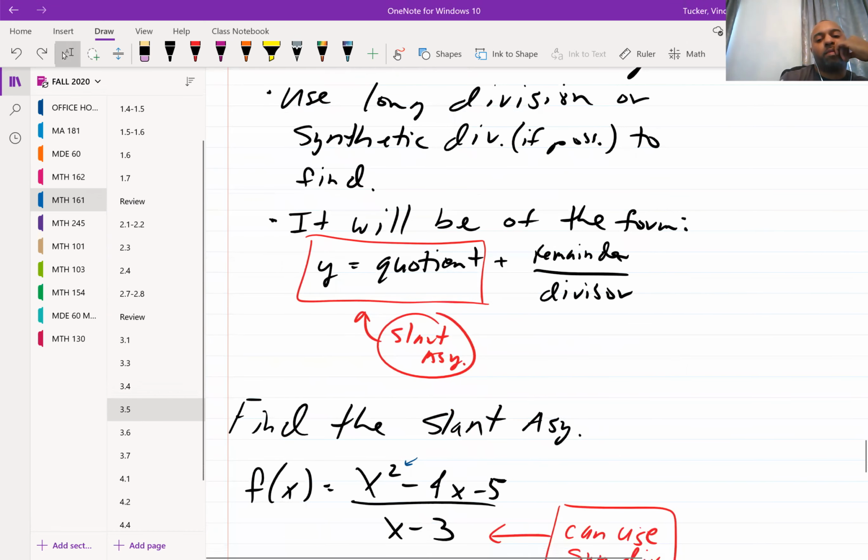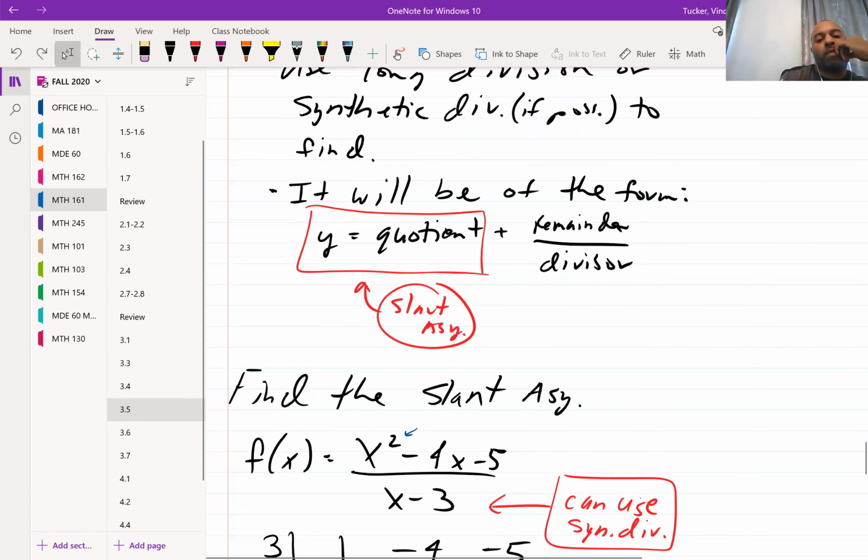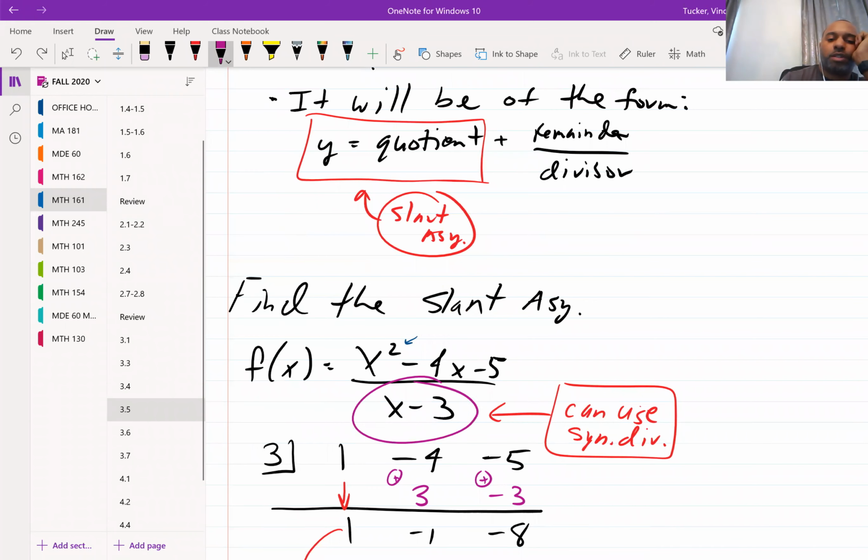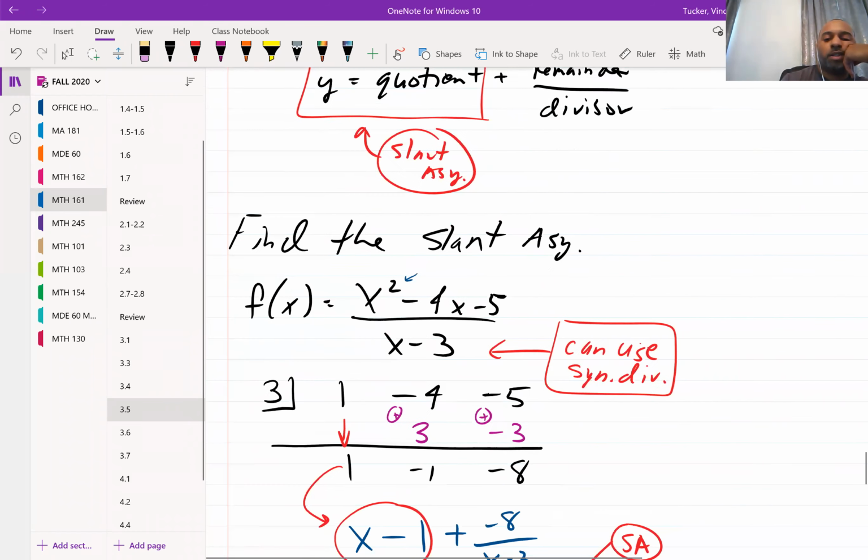I'll scroll up. Okay, so we want to find a slant asymptote. Notice that 2 is greater than the 1 that's down here for our exponent. So that means we would find the slant asymptote. And because of the way our denominator is set up, we can use synthetic division. That's what I did here.